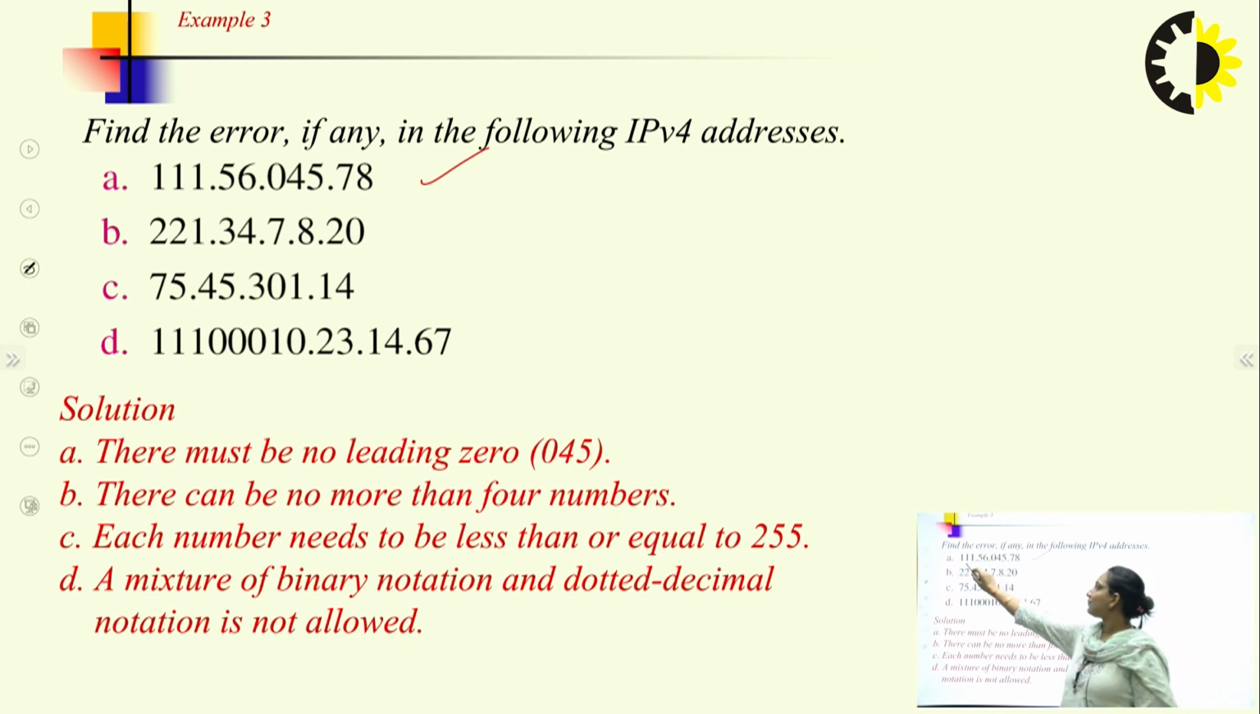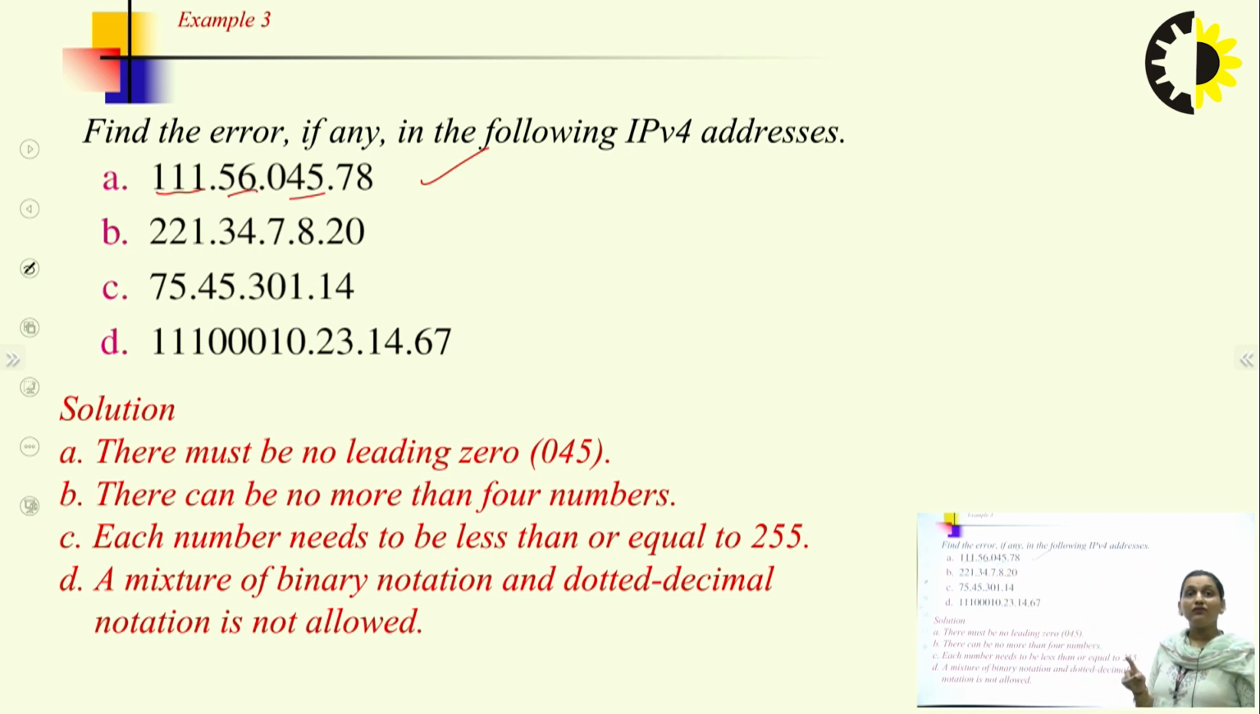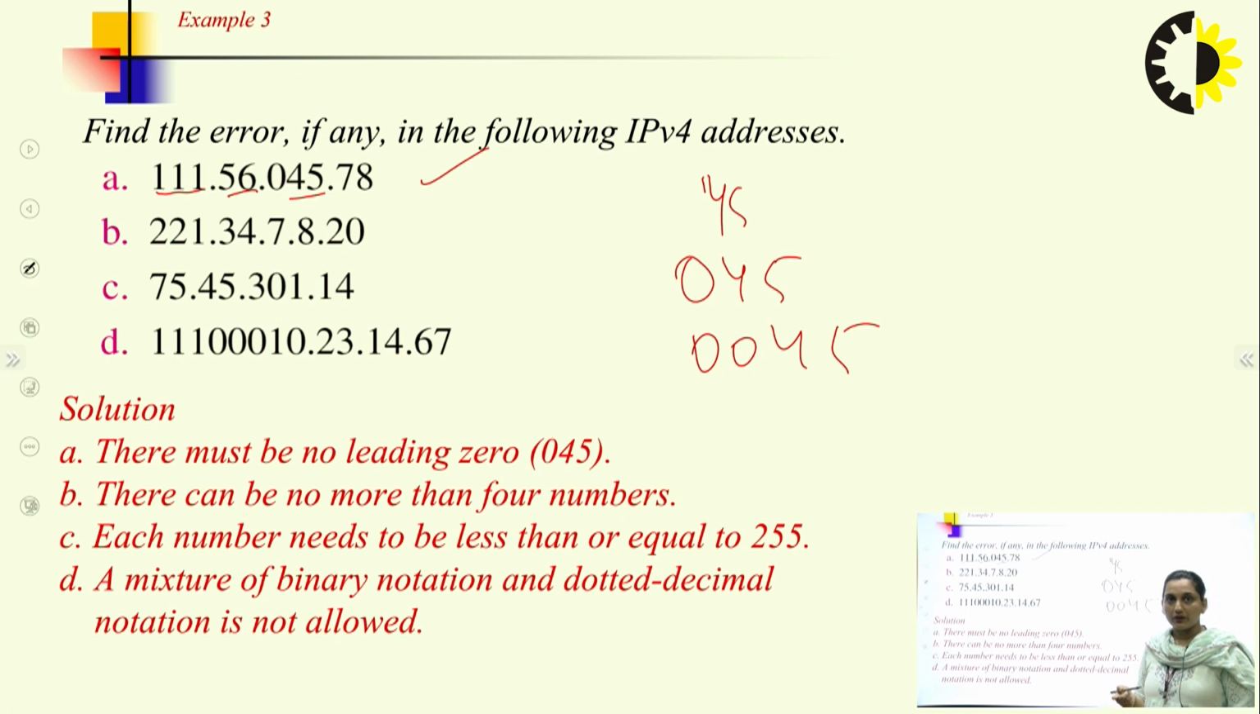So we will see that in the first one. The first octet is 111. Okay, 0 to 255, it's okay. But if we have to write 45, we will not write 055 or 0045. We will not write extra zeros because it will increase our octet. We have a single octet from 0 to 7, but we have to represent this also. So no leading zeros in 45.